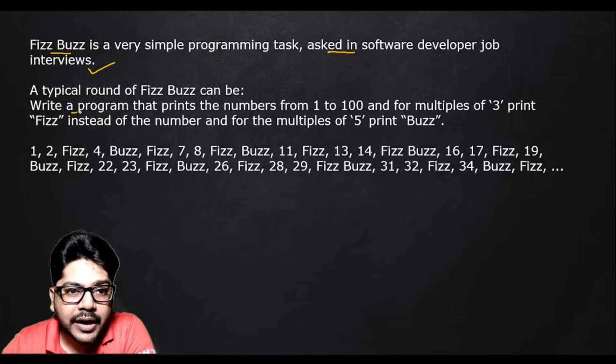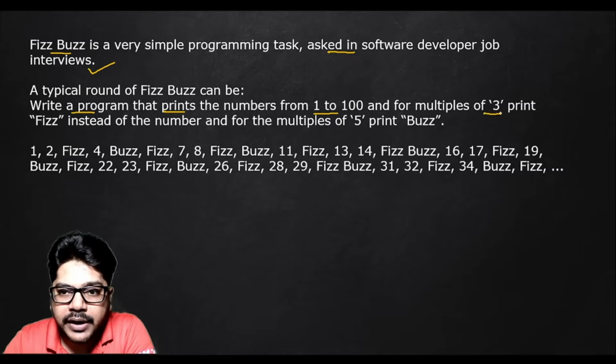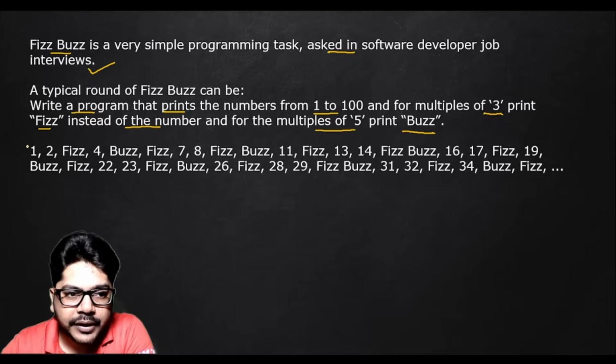Here it is saying: write a program that prints the numbers from 1 to 100, and for multiples of 3 print Fizz instead of the number, and for multiples of 5 print Buzz. So you see here 1, 2, and then 3. Instead of 3 we are having Fizz here. 4, 5, instead of 5 we are having Buzz here.